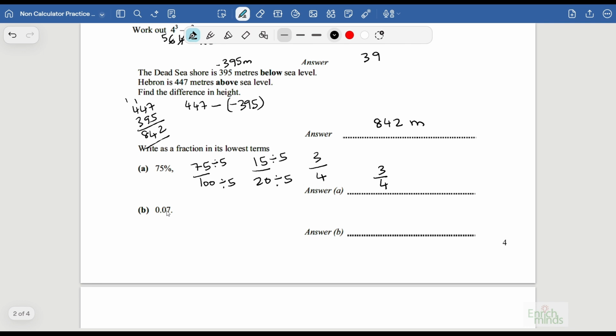What about 0.07 as a fraction? Well, I need to first eliminate the decimal. To eliminate the decimal, I need to multiply it by 100, and then divide by 100 to make its equivalent form. So 0.07 times 100 is 7 over 100. So 0.07 is equivalent to 7 over 100 as a fraction. You cannot simplify this further, so this is already in the simplest form. That's the answer.